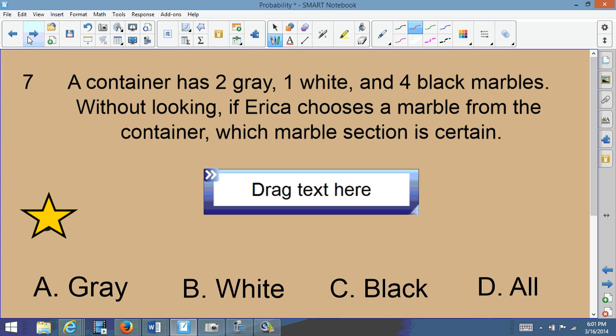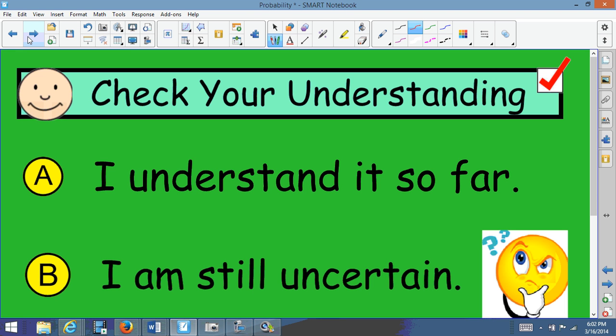And here's a similar question, the same amount of marbles there, and now we want to know which marble selection is certain. Certain. That's a good vocabulary word. So check your understanding, see if you get those right. I'll be glad to go over them in class, so I'll tell you the answer then.